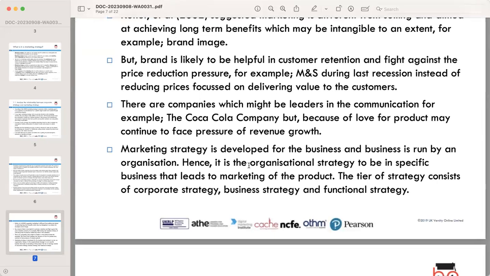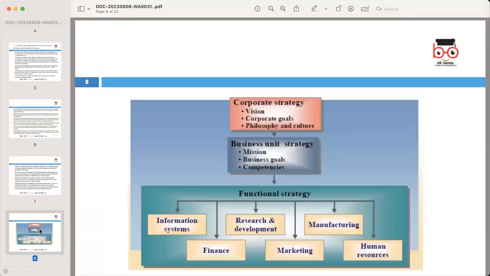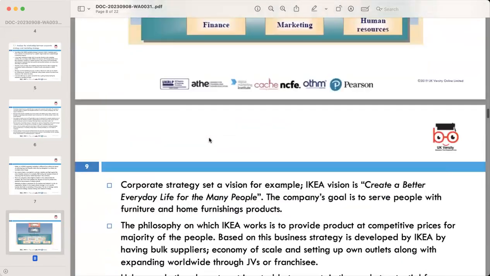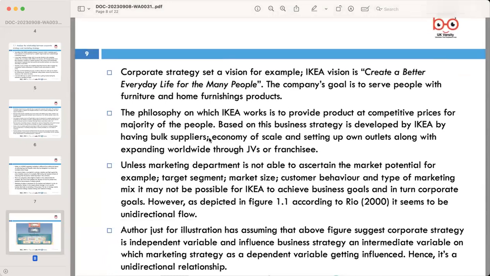Marketing strategy is developed to serve the business, and the business is run by an organization. The hierarchy of strategy consists of corporate strategy, business strategy, and functional strategy. So here, just explaining again: corporate strategy covers vision, corporate goals, philosophy, and culture; then business unit strategy covers mission, business goals, and competencies; functional strategies cover information systems, research and development, manufacturing, finance, marketing, and human resources. So corporate strategy sets a vision, for example.